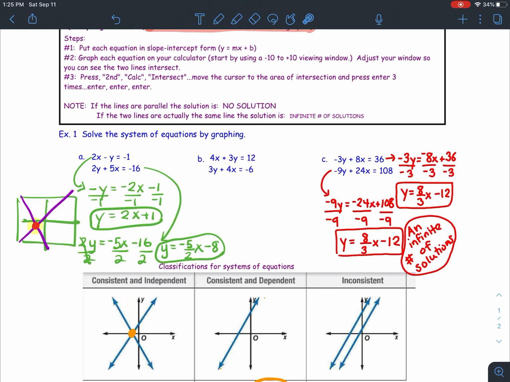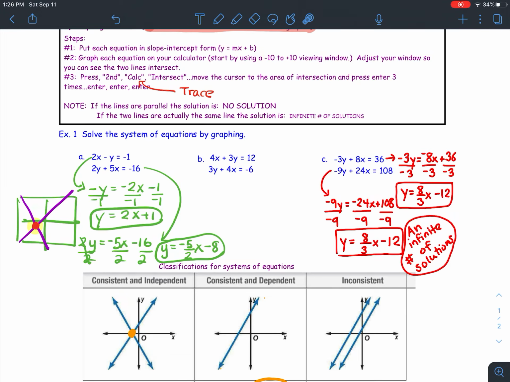And so here's where on the calculator you're going to press the second button and then the calculate menu. That calculate menu is actually under the trace key along the very top of your calculator. Okay. From that menu, you're going to choose option number 5 for intersect. You're wanting to find the intersection point of these two lines here. And it says here to move your cursor, use like the left or the right arrow to move your cursor over to that area where it feels like the two lines are intersecting. And then you're going to press the enter button 3 times in a row.